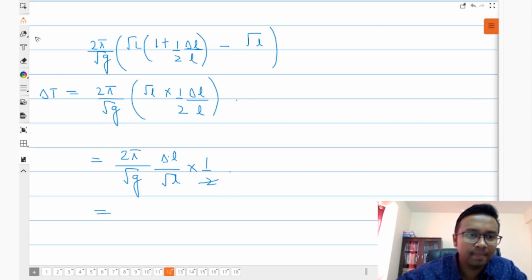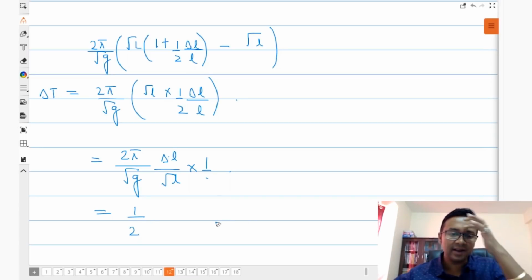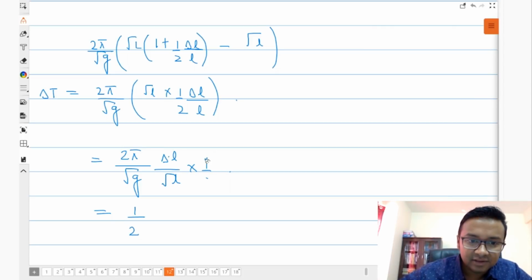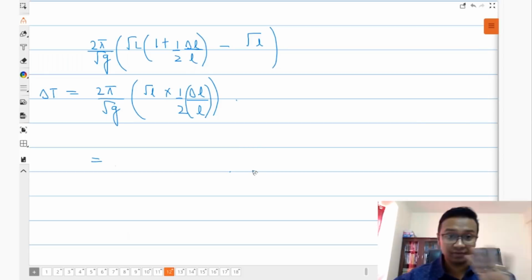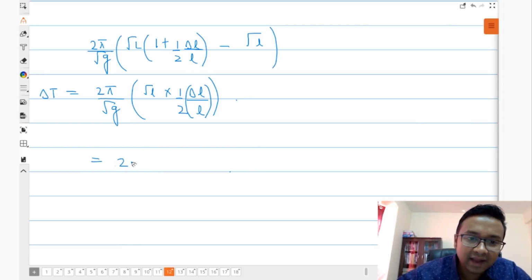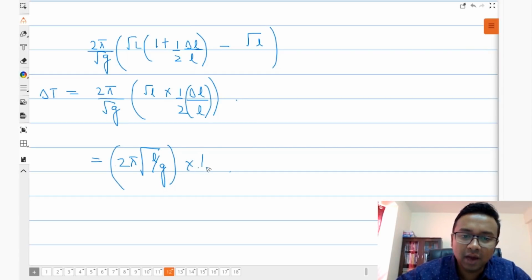In a way, we can modify this particular formula here. Half. Students, here we will try to keep it as L, delta L by L. I'll tell you the reason why. Let's get rid of all these things and have a very simplified version of this formula. So we will have 2 pi root over L by g into half into delta L upon L.